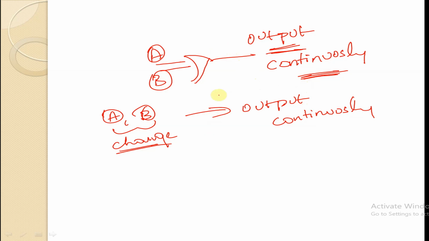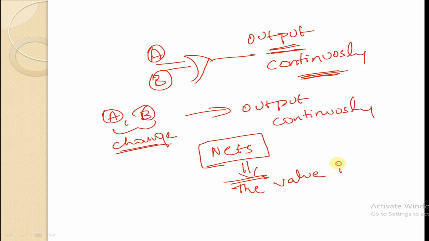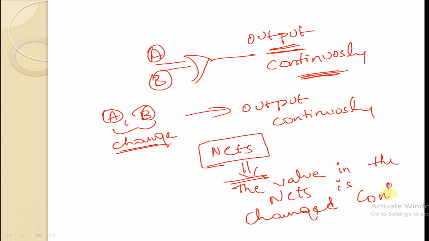Basically this behavior is replicated by the nets in Verilog. The value in the nets is changed continuously. So these nets are used in the cases where the value will get changed continuously.